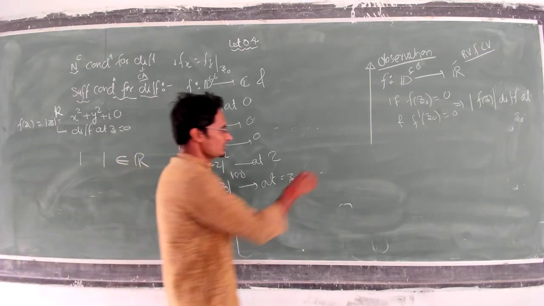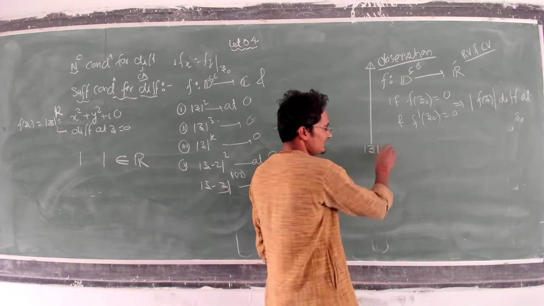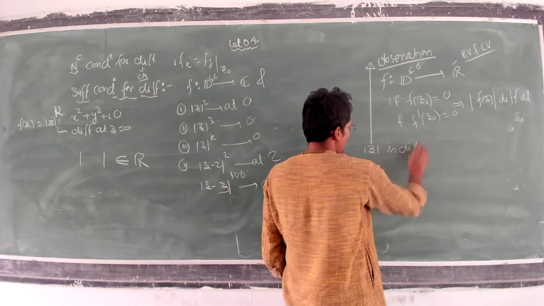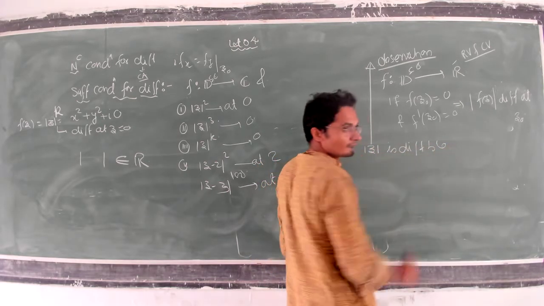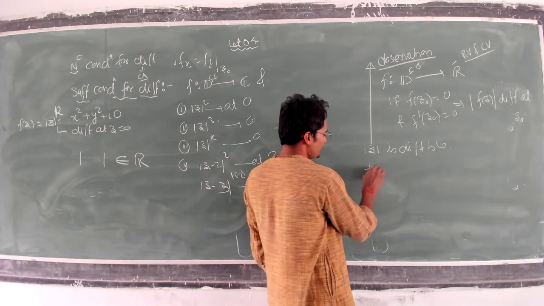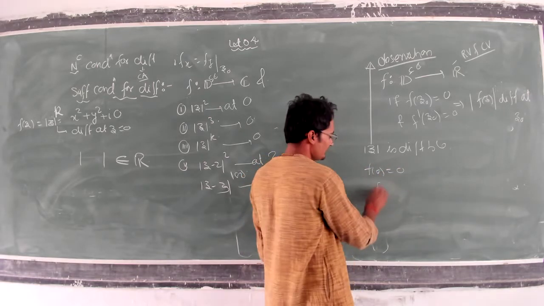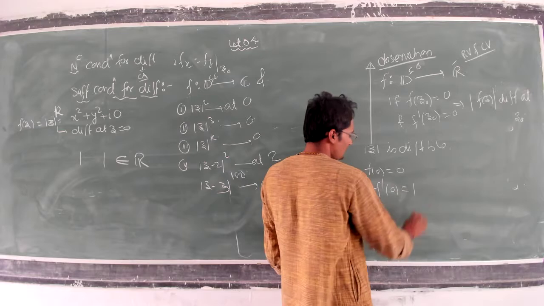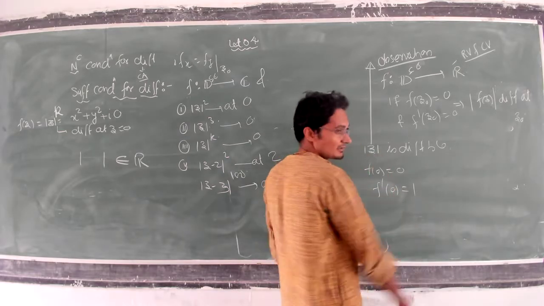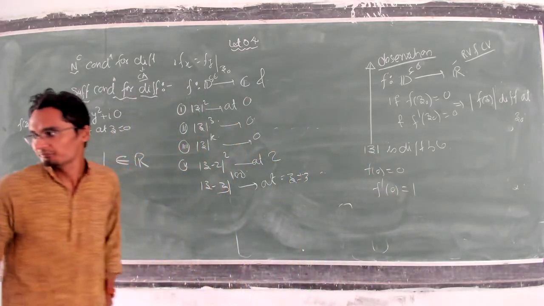So using same argument, you can say mod g is not differentiable. Why? At 0, this will be 0, its derivative f dash 0 will be 1. So this is not differentiable. Okay.